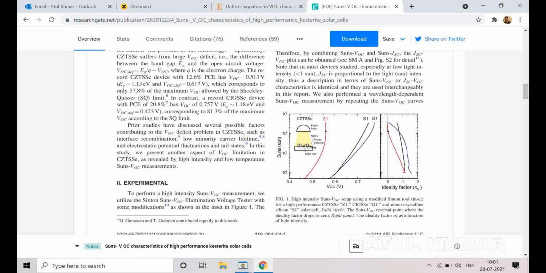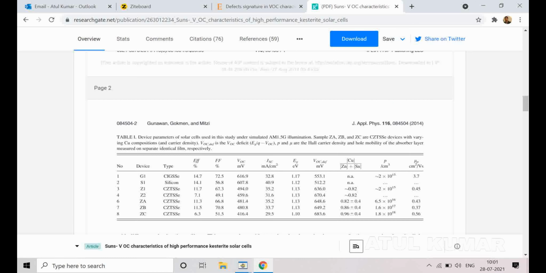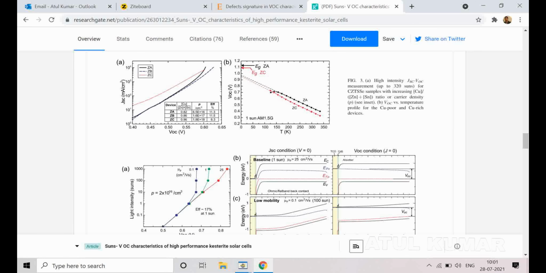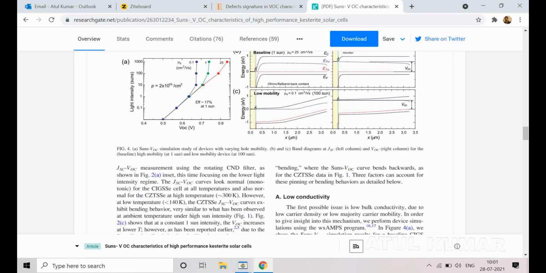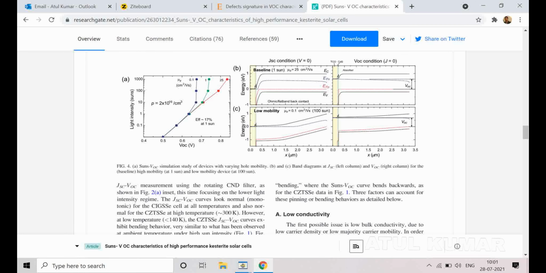Similarly, you can see other behavior also. See this one: illumination intensity, light intensity, and VOC, with different carrier mobilities. If the carrier mobility is different, you can see saturation coming out. So one can assign those particular points. Like here, carrier mobility is being assigned as causing this type of saturation in VOC with illumination intensity. So this kind of behavior, these things one can simulate out.